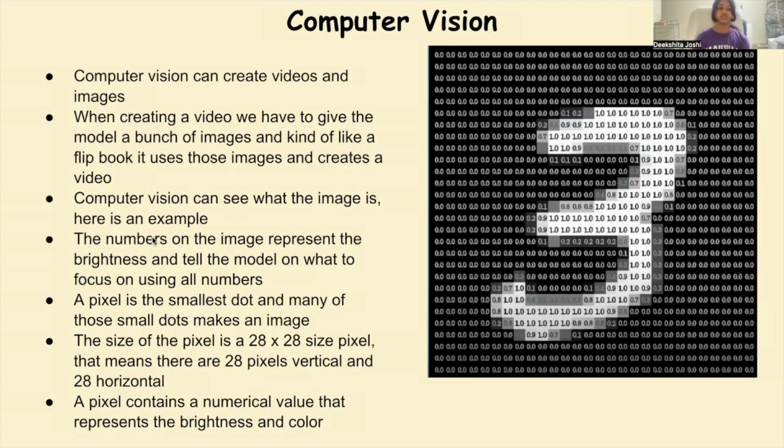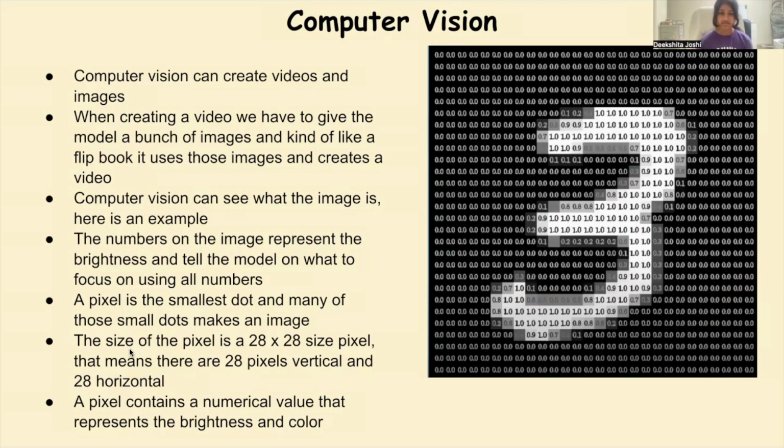So like I said, they all just rely on numbers. The numbers on an image represent the brightness and the activation and tell the model what to focus on. That's what I just told you about. A pixel is the smallest dot, and many of the smallest dots make an image. So even each pixel matters, especially the ones that are there, that's what creates an image. There cannot be an image without pixels.